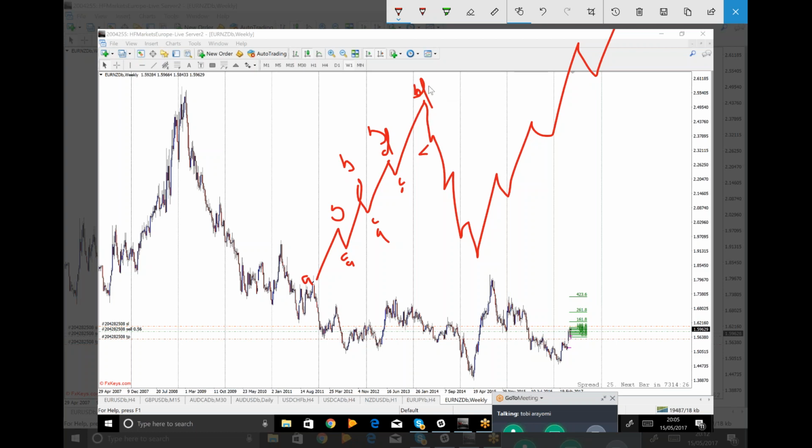So what do we do? We start again from the top. A, B. Now we're bearish. C, D. Then we start at C. A, B, C, D. And we do this all the way down.